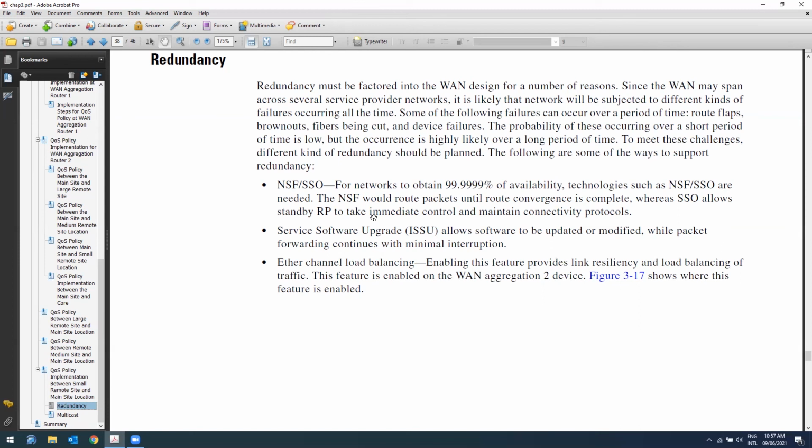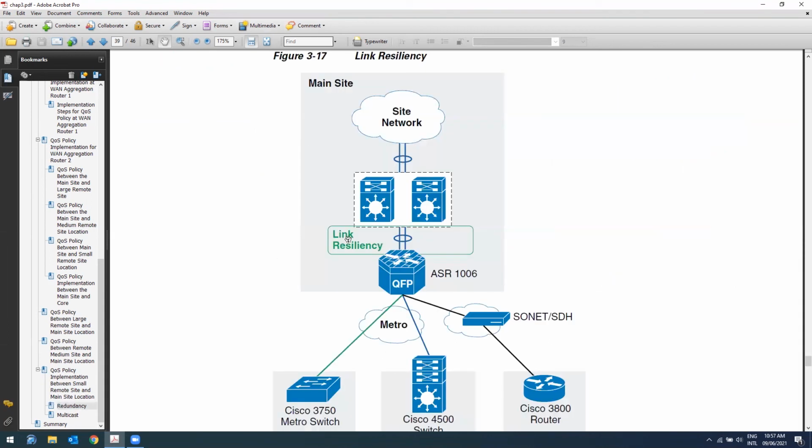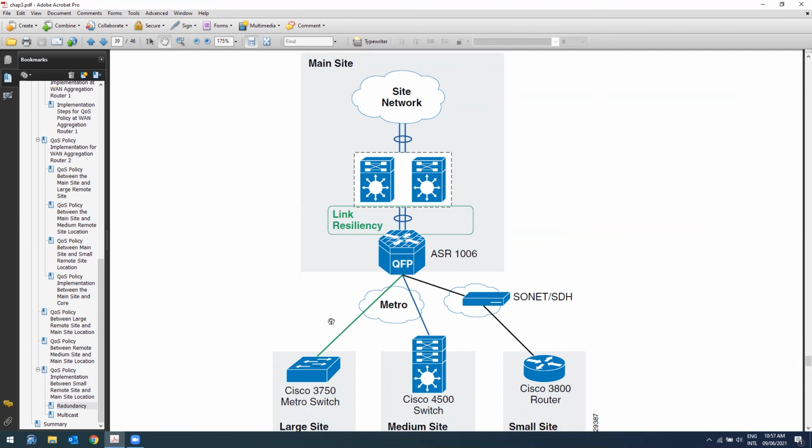And there you have EtherChannel load balancing. Enabling this feature provides link resiliency and load balancing of traffic. This feature is enabled on the WAN aggregation device. Okay, and then link redundancy. You have a spare link.